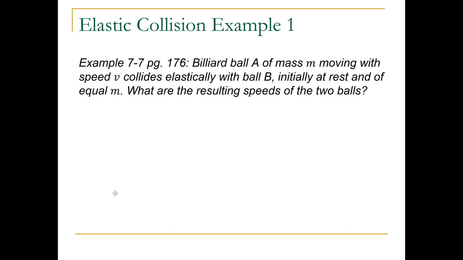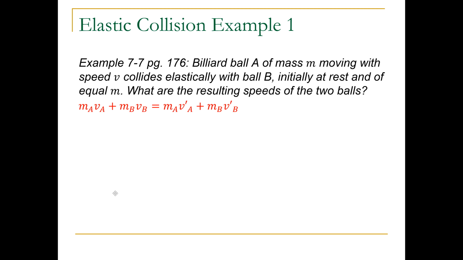Here we have our first elastic collision example. Go ahead and pause and resume when you're ready. So we have two billiard balls of equal mass. Ball A is moving with speed v, ball B is at rest, and then we're trying to figure out how fast they're going after. Since we don't know either of their speeds, we're going to have to use two different equations, which means we'll have to use both conservation of momentum and that simplified version of conservation of kinetic energy, that the difference in speeds before is the negative difference in their speeds after.